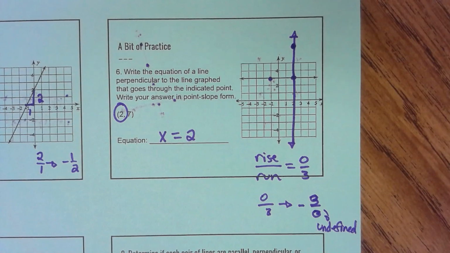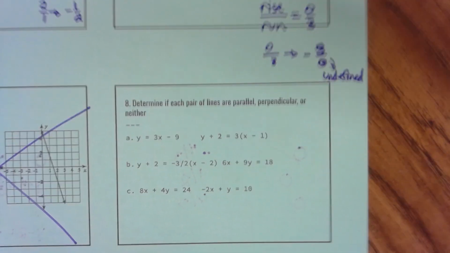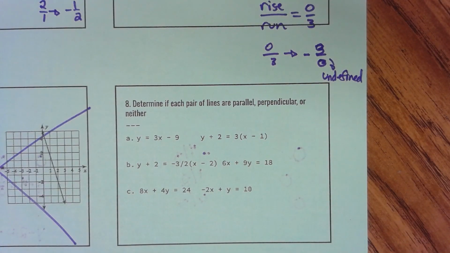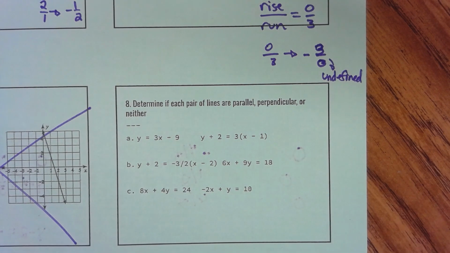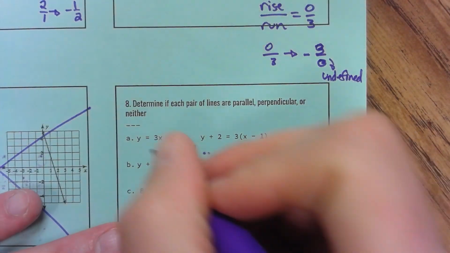Okay, for you all to get your homework, you have 9 minutes to tell me whether A, B, and C are parallel, perpendicular, or neither. When you're done, bring it up to me. I'll give you homework if they're all right.